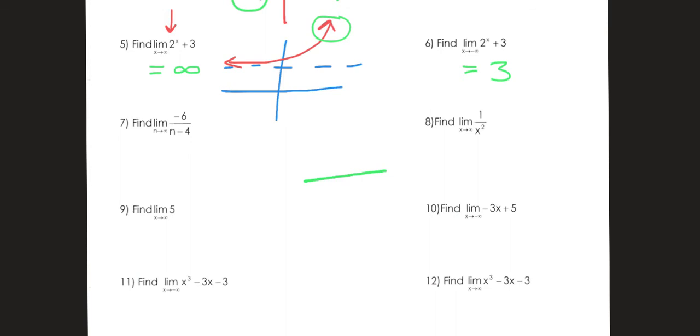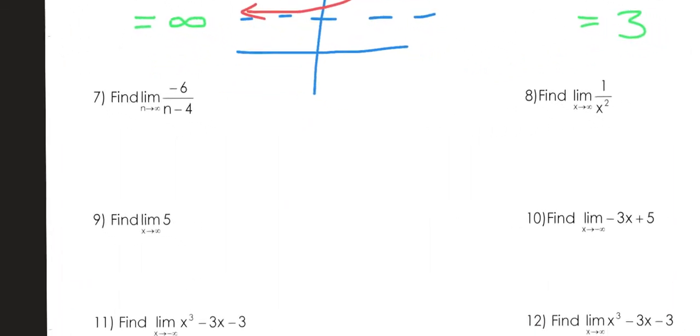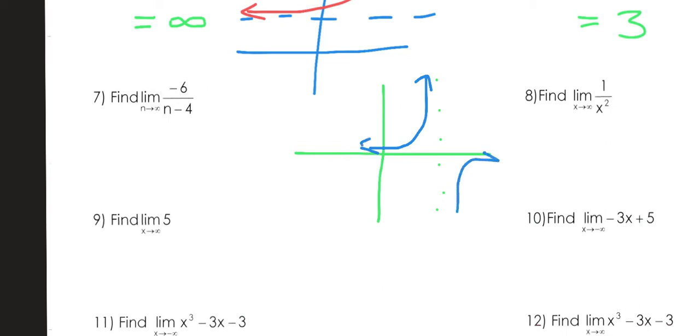Here we go. Okay, number 7. Let me erase that little mark I just made. 7 and 8, we're talking hyperbola. We saw this on day 2. Asymptote at 4. There's a negative, so I'm going to put the 2 pieces here and here because it would have been reflected.